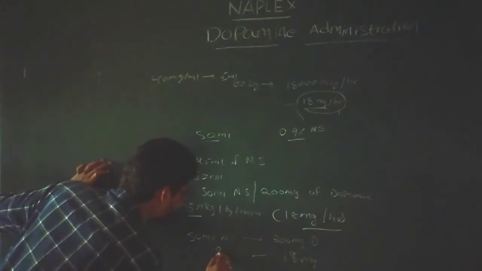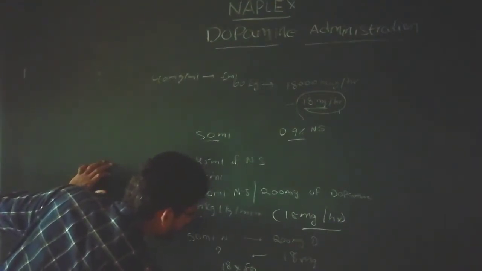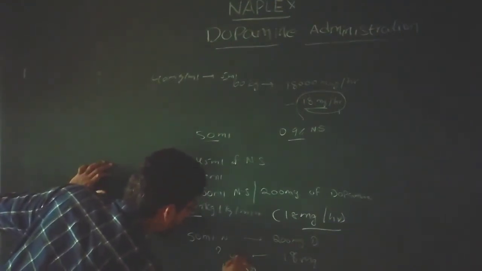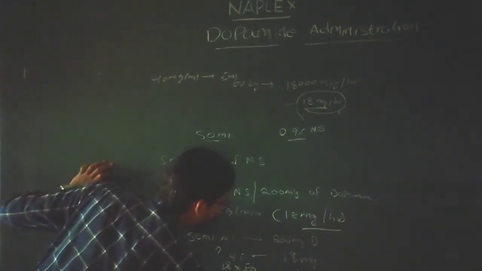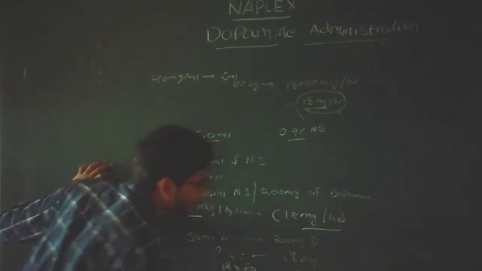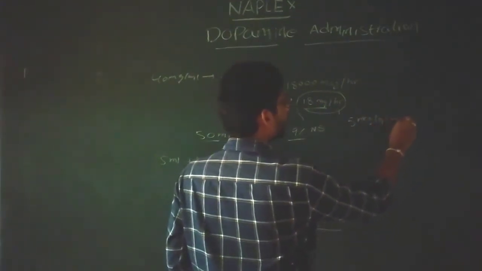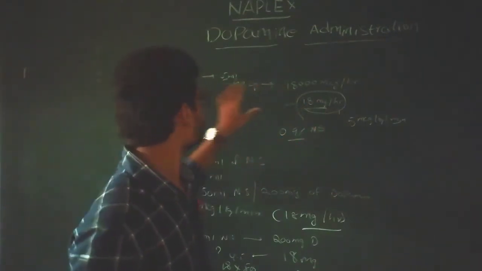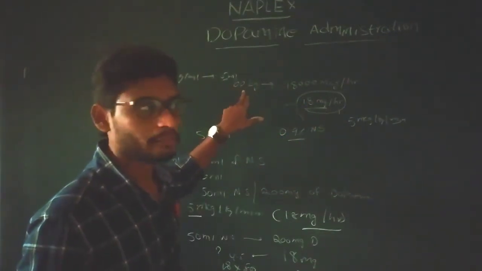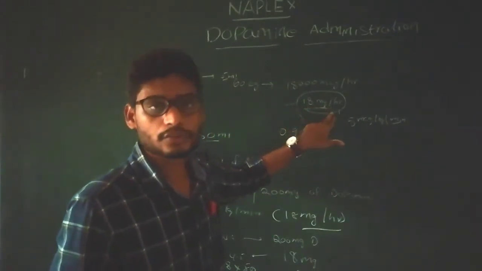So by calculating, we get 18 into 50 by 200, which is approximately 4.5 ml per hour dose. Okay, I am considering 5 micrograms per kg per minute for treating hypotension, and we have assumed that the patient weighs 60 kgs, and we get the 18 mg per hour dose.